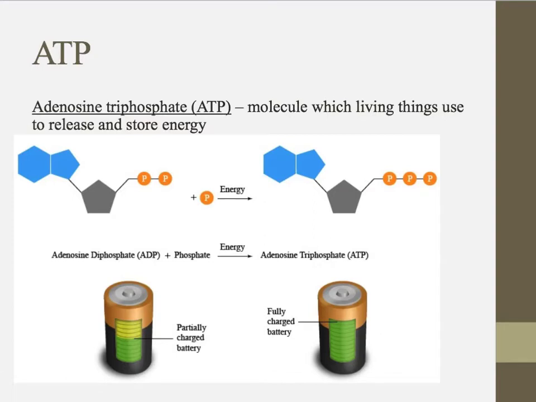Adenosine triphosphate, abbreviated ATP, is used by living things to release and store energy. When the third phosphate is removed from ATP, energy is released. This energy can be used to power cellular activity. After losing the phosphate, the molecule is now adenosine diphosphate, or ADP, and contains less energy. During cellular respiration, energy is used to add a phosphate, converting ADP to ATP. In summary, cells are able to use and charge energy in these molecules, making them similar to batteries.